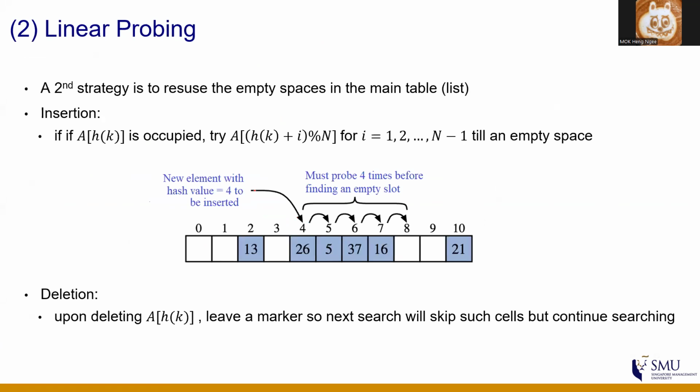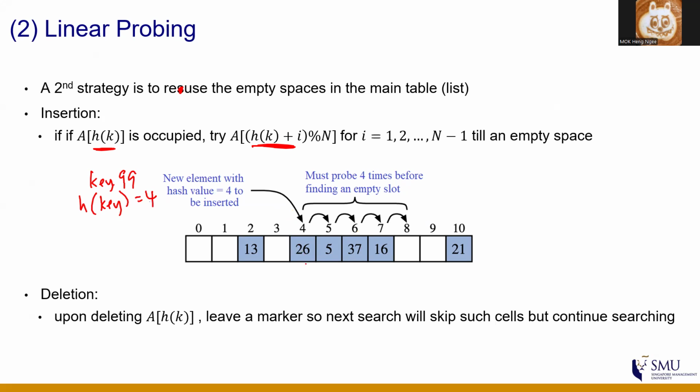Second solution to collision is linear probing. In this strategy, you want to reuse the empty spaces in the original table instead of coming up with a secondary storage. So the idea here is if a particular index is occupied, we want to try the position just beside it. For example, let's say I want to insert a key 99, and H of 99 is actually 4. Let's assume that's the case.